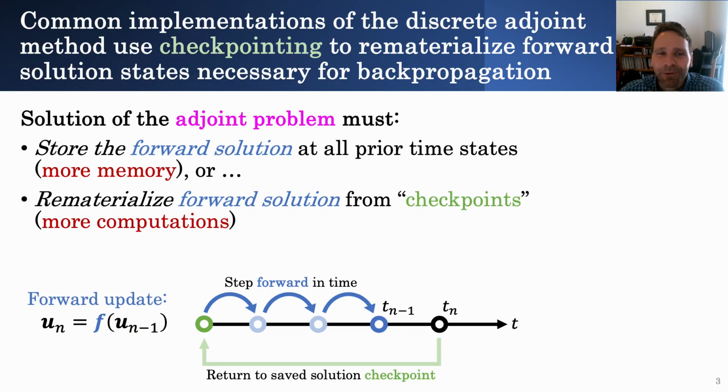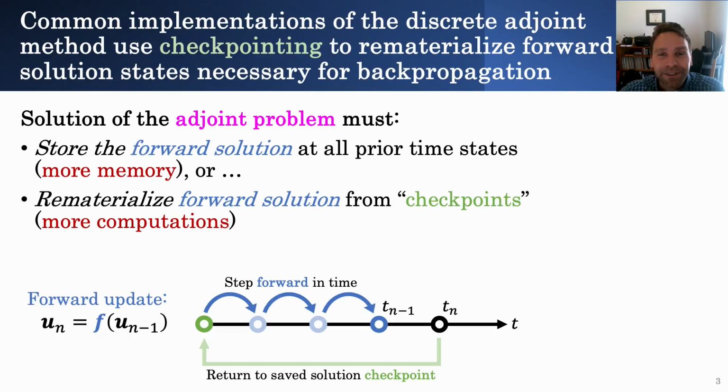So the way that it works is that in order to determine how you propagate your adjoint variables backwards in time, you have to know what the forward solution state was at each preceding time state as you propagate that set of adjoint variables backwards in time. So to do that, you either need to store the entire forward solution at every single time state in the analysis as you step backwards in time. But to do that requires a lot of memory. You basically have to store the entire history of the simulation in memory.